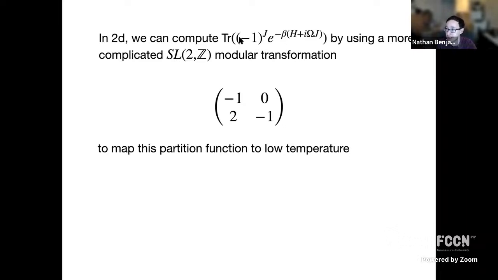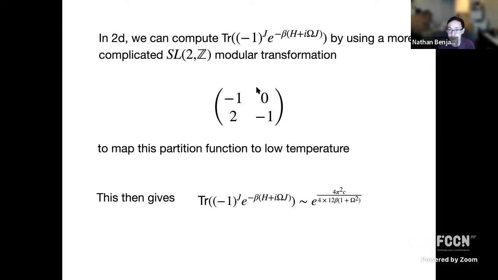But again, always when I write this, I want to take beta small and omega to be order 1. But now there's a large minus 1 to the j. And if you do this modular transform, you could give it to Mathematica or to a grad student, whatever. You get this expression, and you get that the free energy is down by this factor of 4. So if you remember, the Cardy formula didn't have this factor of 4 in the denominator. Here you'll have this factor of 4. And in fact, more generally, if you put in e to the 2 pi i p over q, where p and q are coprime, you'll be down by a factor of q squared.